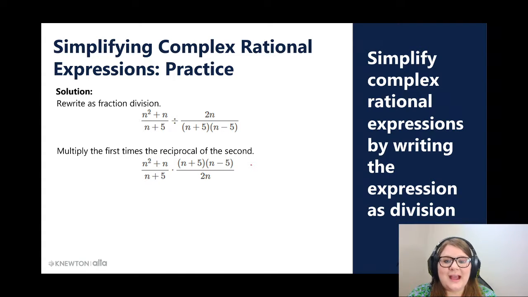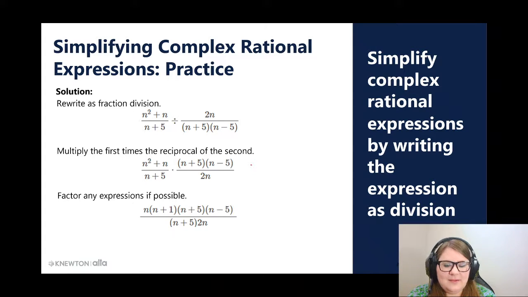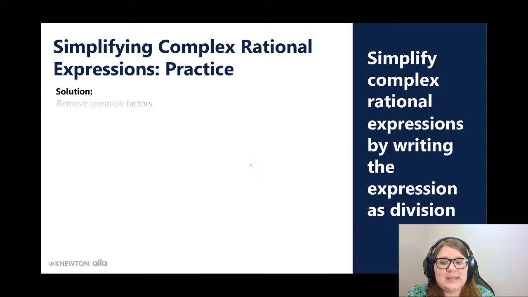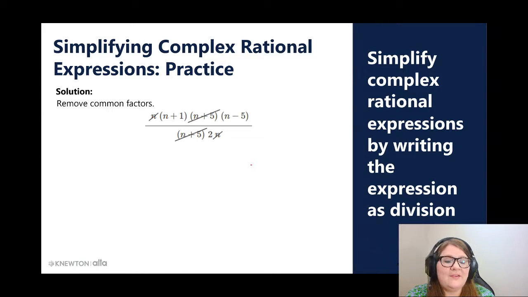We can factor anything that's factorable. So in this case, n squared plus n can be factored as n times n plus 1. And then we go ahead and rewrite it as a single fraction. And then we just have to cancel out things that are repeated. So in this case, I can cancel out my n plus 5 and my n. When I write my final answer, I do bring that 2 underneath in the center, and I write my n plus 1 and my n minus 5 on top.